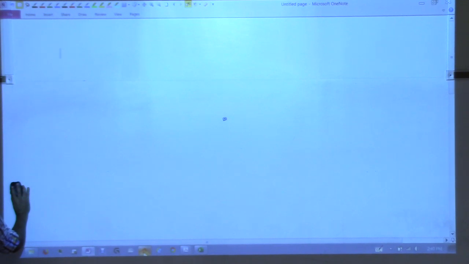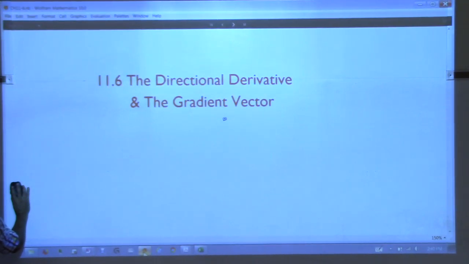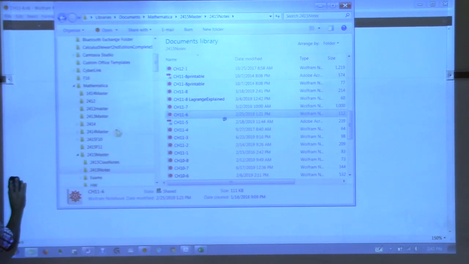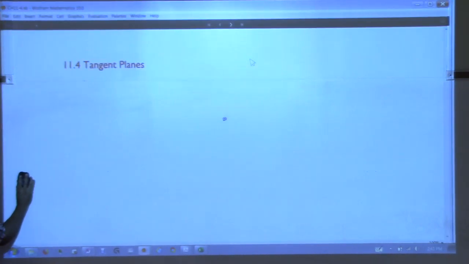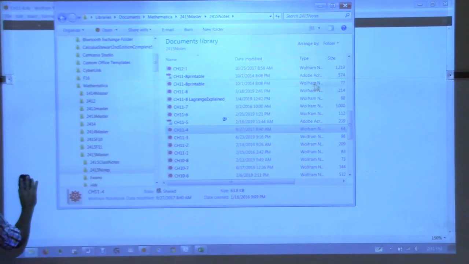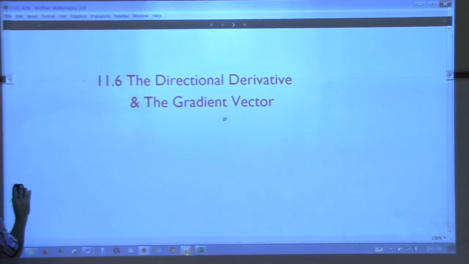That was 11.3, correct? That was 11.4. Was it 11.4? I think so. I think you're right. Just want to make sure I'm not getting out of order here. Yeah, okay. So now we go to 11.5. And for 11.5, I have a different set of notes, so let me get those up here. All right.